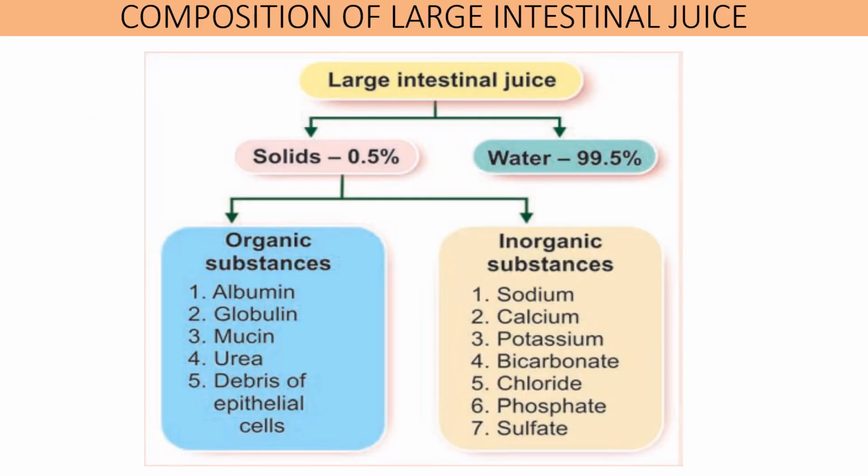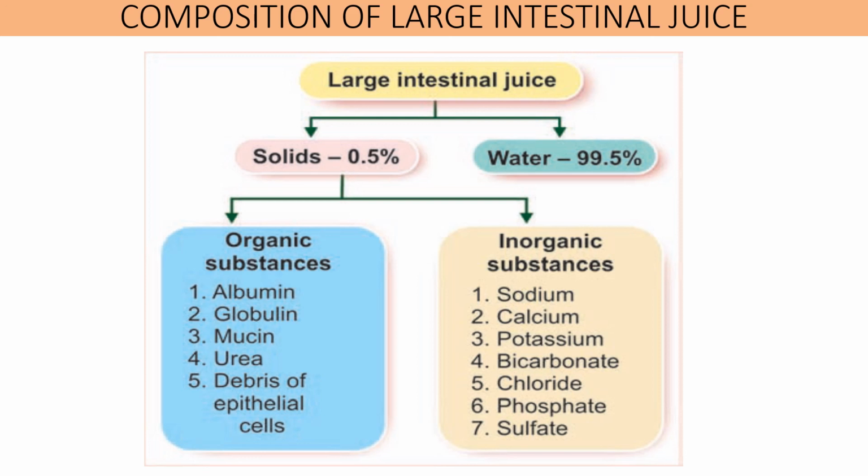The large intestinal juice or secretion is a watery fluid with a pH of 8. It mainly comprises mucus produced by the goblet cells, some water, and lots of bicarbonates. The large intestinal juice contains around 99.5% water and 0.5% solids. The organic substances present in the large intestinal juice are albumin, globulin, mucin, urea, and debris of epithelial cells. The inorganic substances present in the juice are sodium, calcium, potassium, bicarbonates, chloride, phosphate, and sulfate.